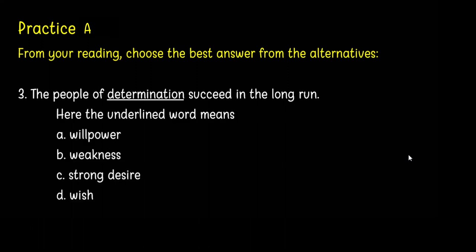Here the underlined word means option A, willpower, option B, weakness, option C, strong desire, and option D, wish. Okay, think about it. What can be the right answer? Yes, you're right. The answer will be willpower.